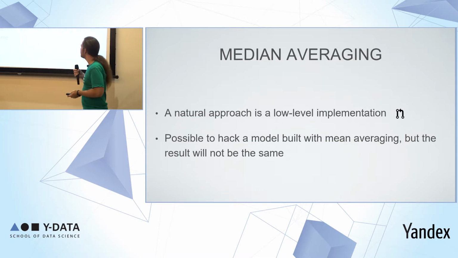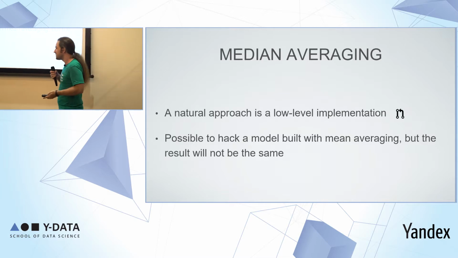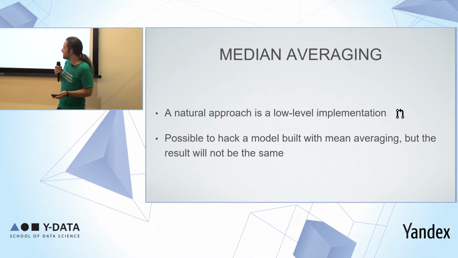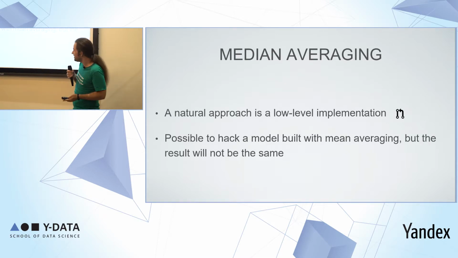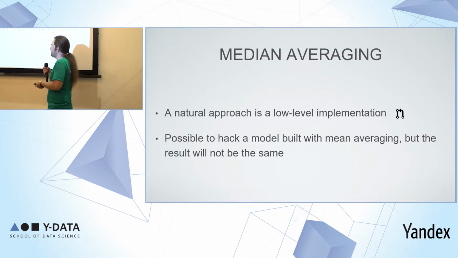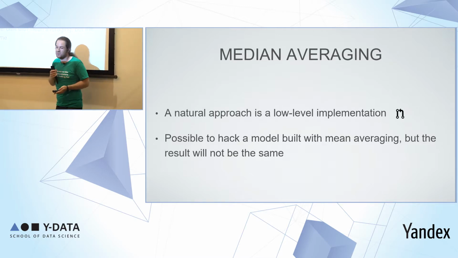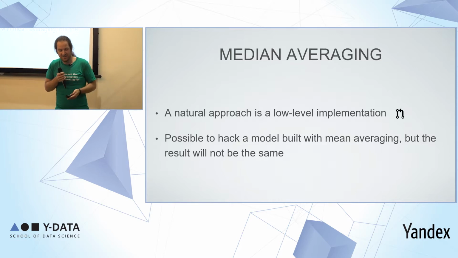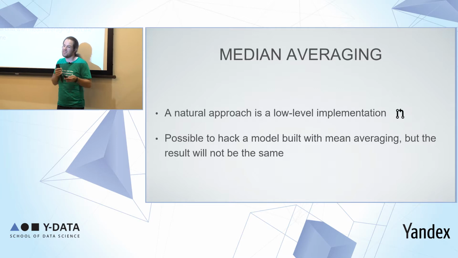So for the median averaging, the biggest problem is that the natural approach is to introduce it in the library. So you can't really, in a reasonable way, use it if the library is not supporting it. The good news is it is introduced in some of the libraries. And if it's not, or you don't have the opportunity to use it, it could be done in a hacky way, but it would take a lot of time.